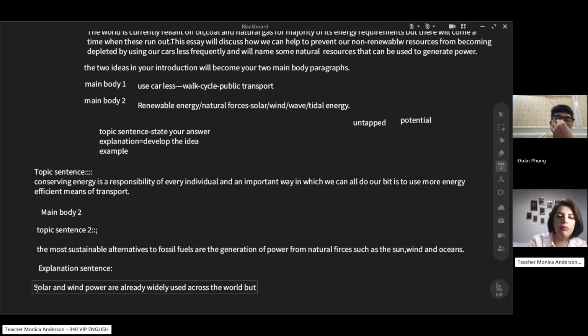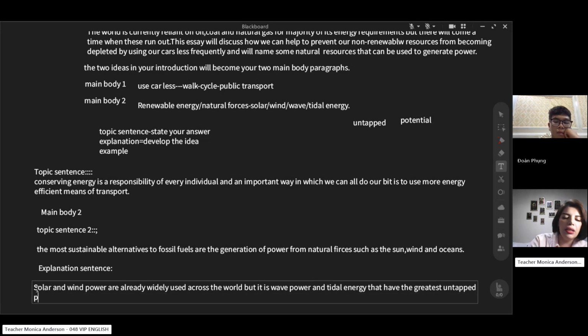However, it is actually wave power and tidal energy that have the greatest untapped potential to provide for our energy needs in the future.